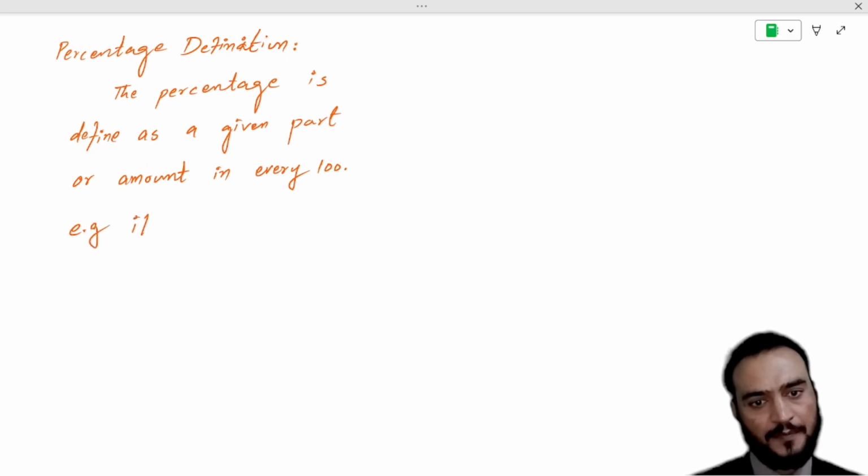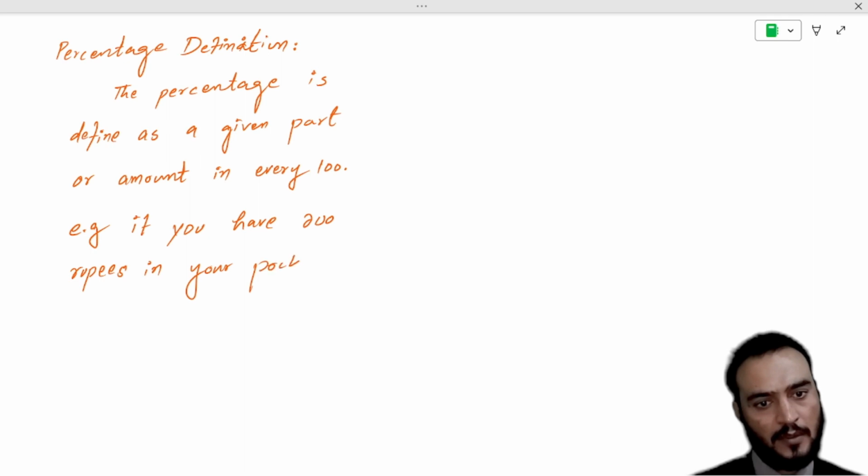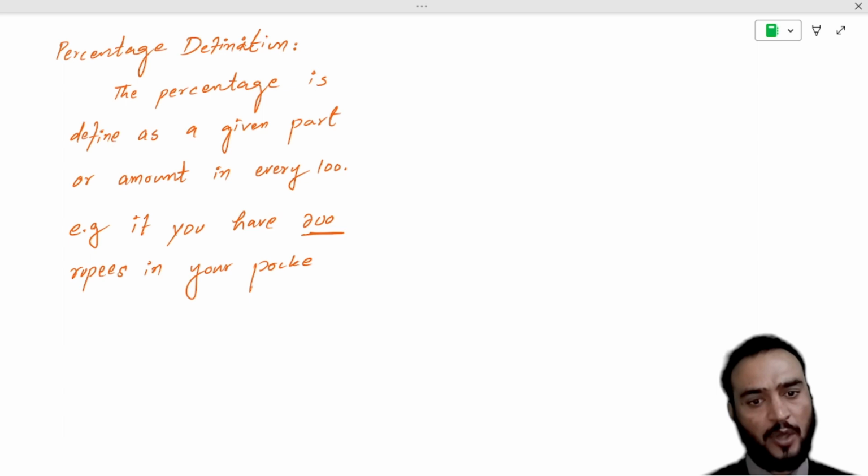For example, if you have 200 rupees in your pocket, this is the total amount you have, and you want to spend 30% of it, 30% of 200, then what is the exact amount you have to spend?